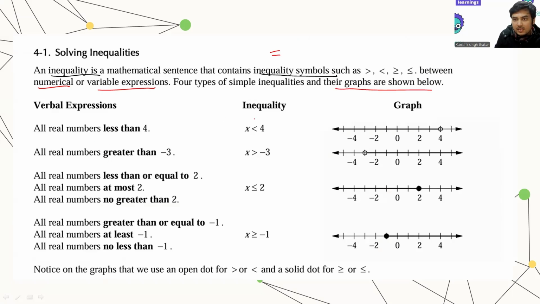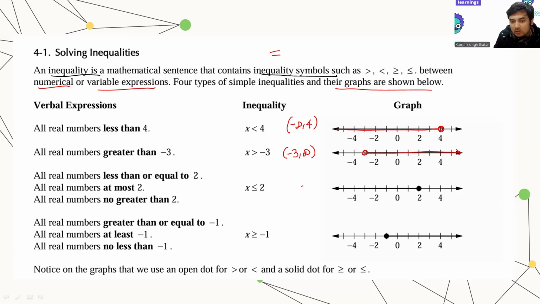Okay, so x is less than 4. How do you write it? You write it like minus infinity to 4 in parentheses. Less than 4, right? So you cannot take 4, and you represent it with a hollow circle on the number line, and every value less than 4. This is how you represent it. Now x is greater than minus 3. Here you write minus 3 to infinity, all with parentheses, and here again a hollow circle, and it goes to infinity.